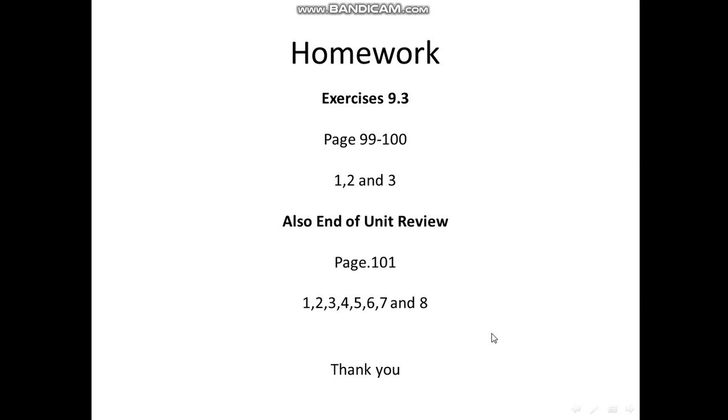Now try to do these homeworks, page 99 to 100, 1, 2, 3, and also the end of unit review, page 101, 1, 2, 3, 4, 5, 6, 7, and 8. And then in 2 or 3 or 4 days I shall upload the answers for all these questions. But please try to do them yourself. Try to work hard yourself first to find the solutions.